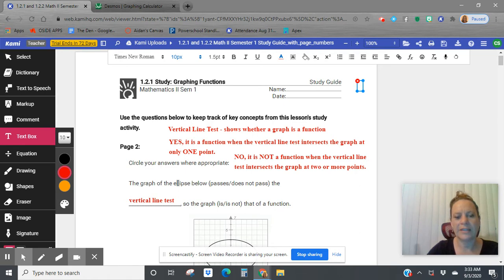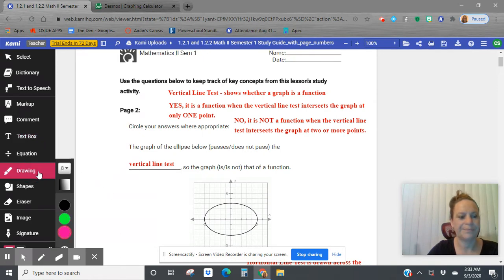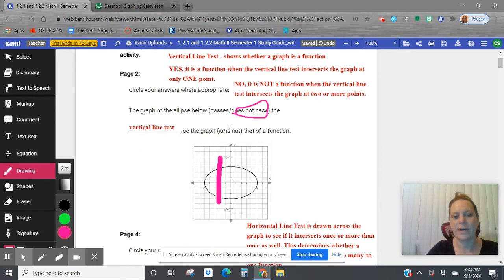So the first thing they're asking here is this graph of the ellipse below. They want us to perform the vertical line test on this. So if I go over here and just draw a vertical line anywhere through that graph, I look to count how many times it intersects, and it intersects twice. So that fails the vertical line test. So the graph of the ellipse below does not pass the vertical line test, and therefore it is not a function.